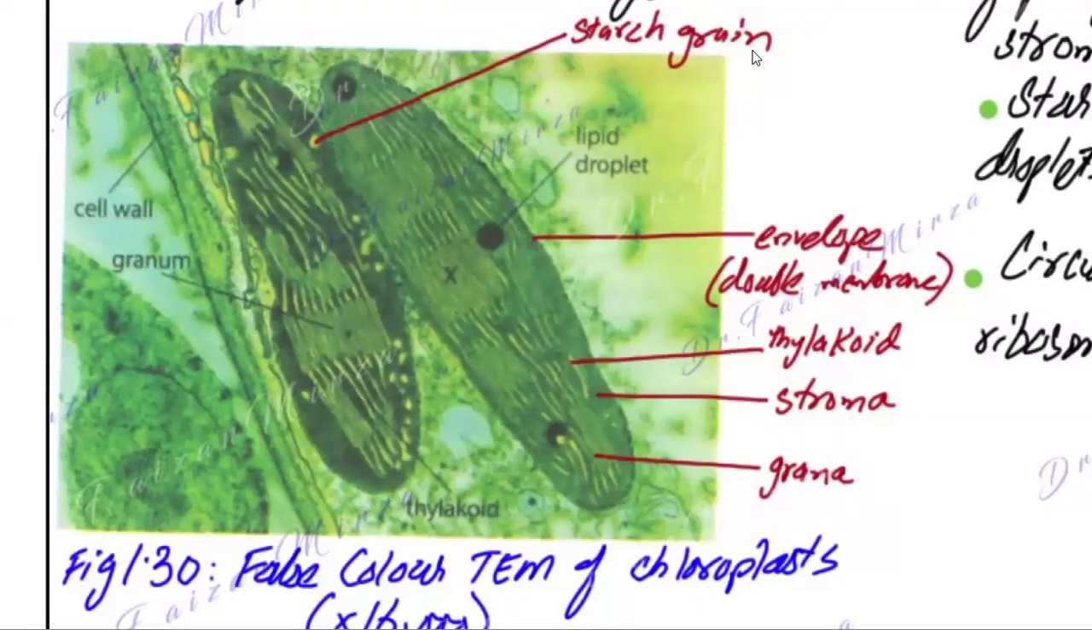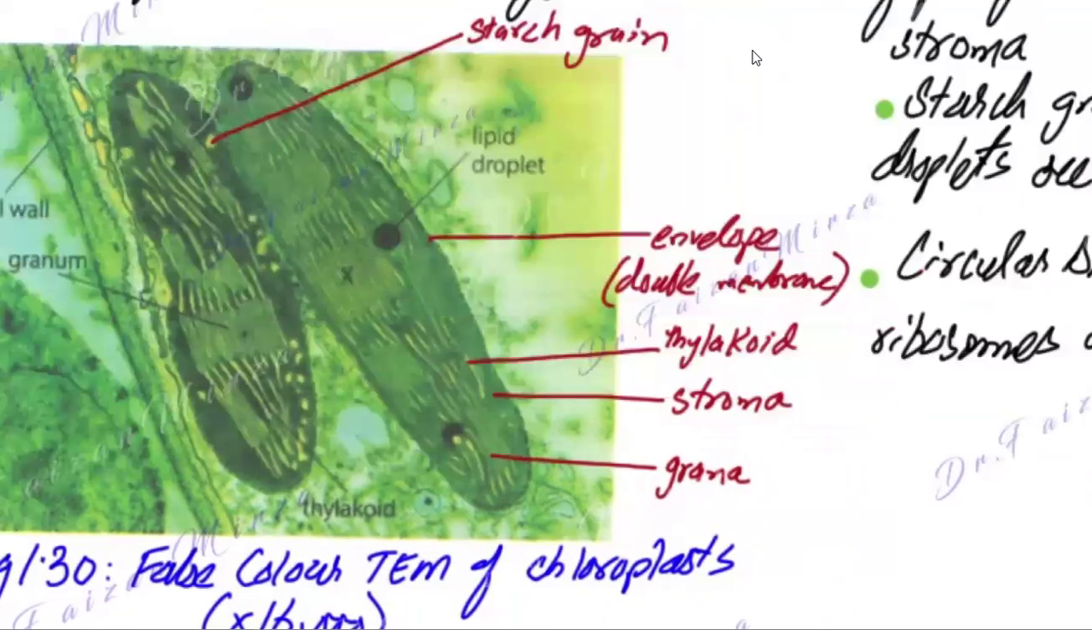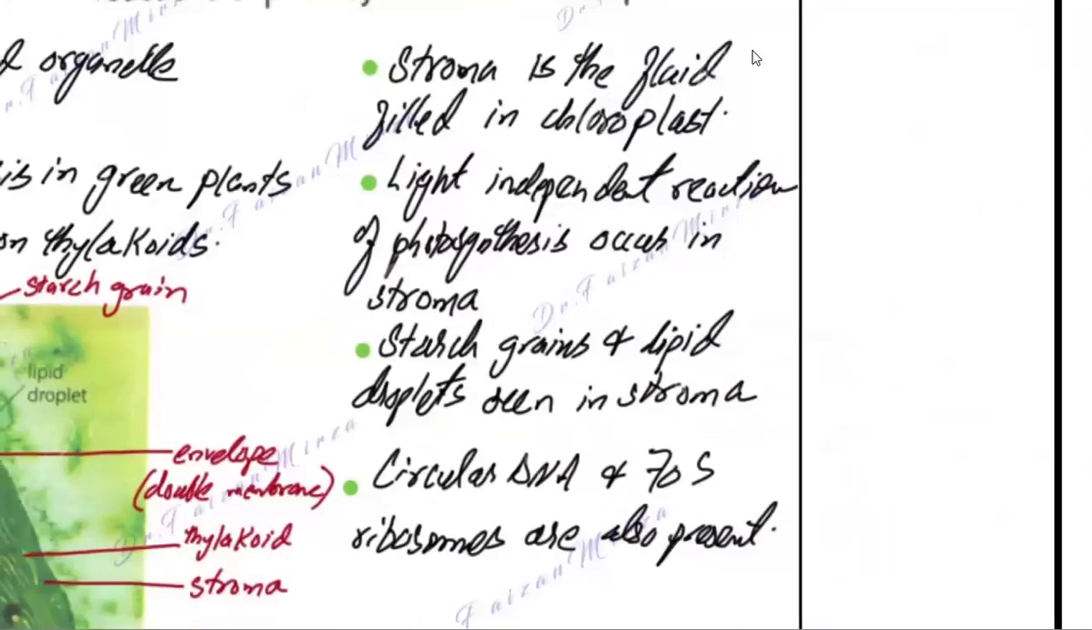Apart from this, inside the chloroplast, we have starch grains as well. We have lipid droplets, and there's a fluid present inside the chloroplast, and we call that fluid stroma. Stroma is present in the chloroplast. The light-dependent reaction occurs on the thylakoid, whereas the light-independent reaction of photosynthesis occurs in the stroma.